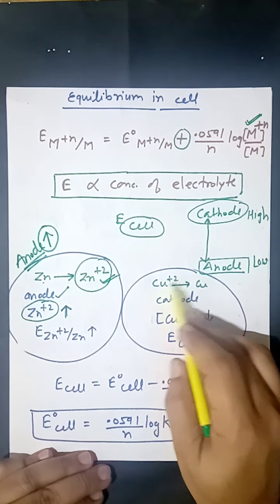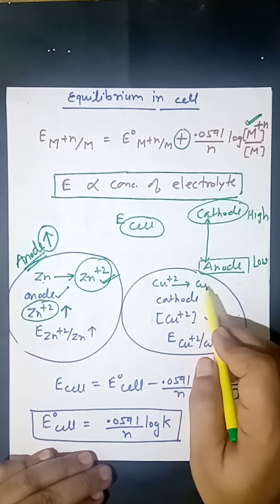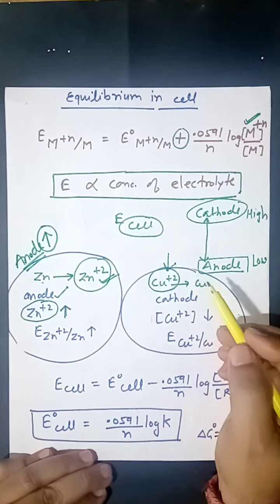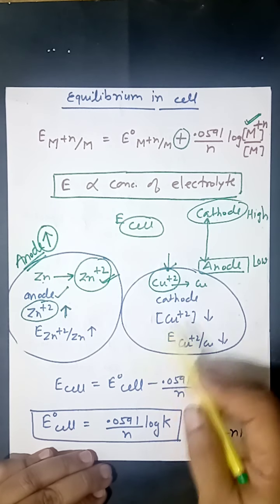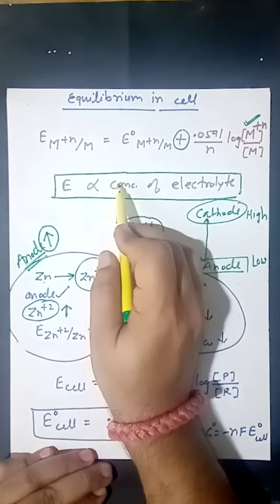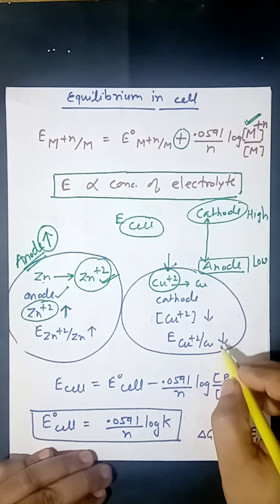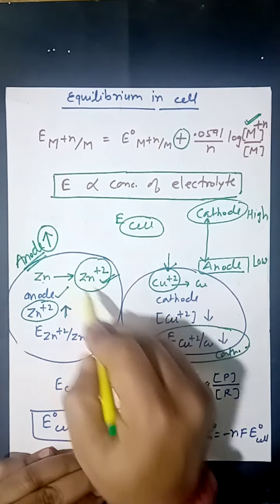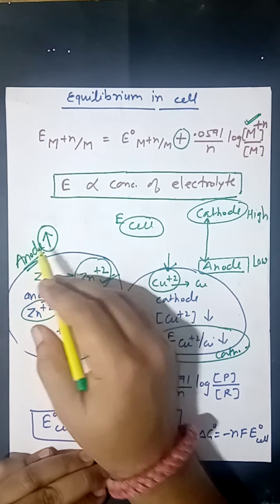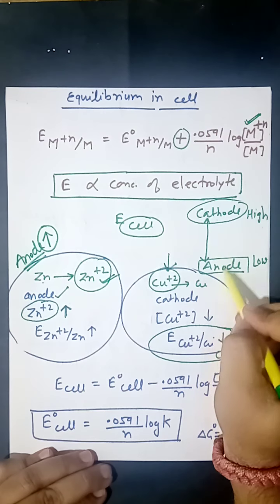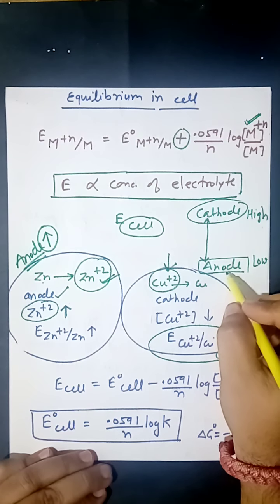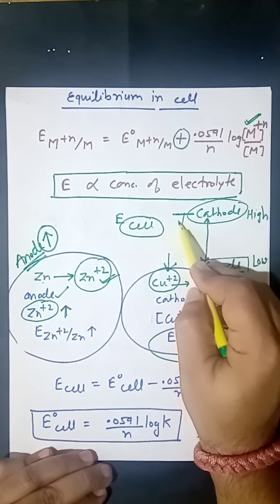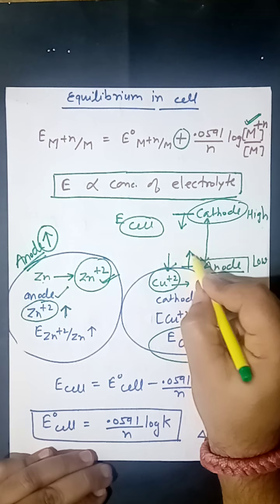At cathode, reduction reaction takes place. Copper ions convert into copper. You can see here it will consume, its concentration will decrease, and because its concentration decreases, again electrode potential should also decrease. So potential of cathode continuously decreases and potential of anode continuously increases. If you once again look here, initially cathode has more potential, anode has less potential, but as the reaction proceeds, the potential of cathode continuously decreases, potential of anode continuously increases.